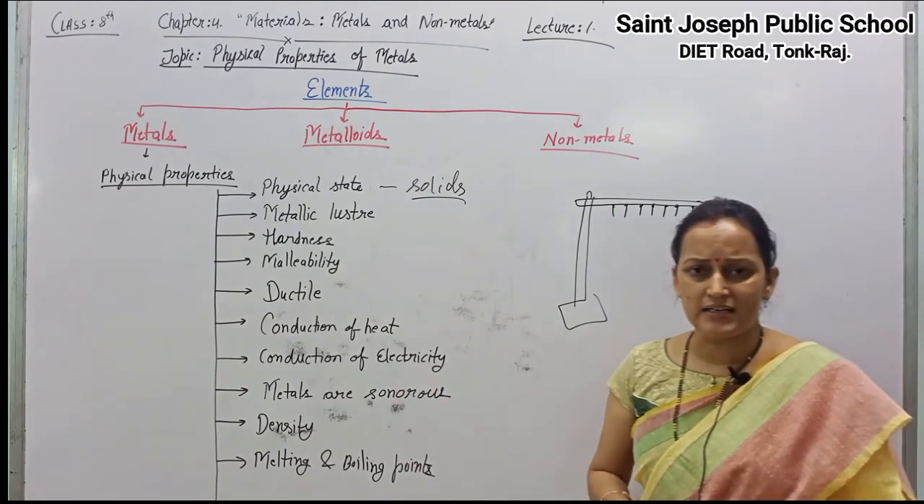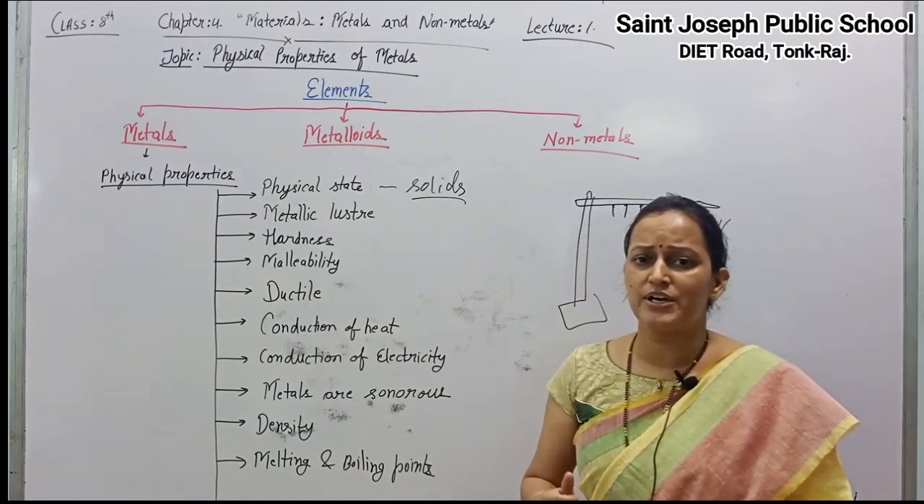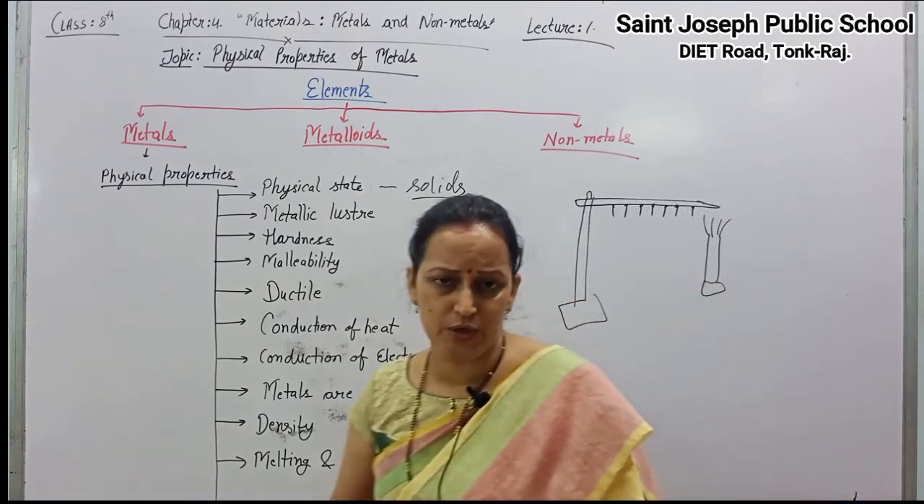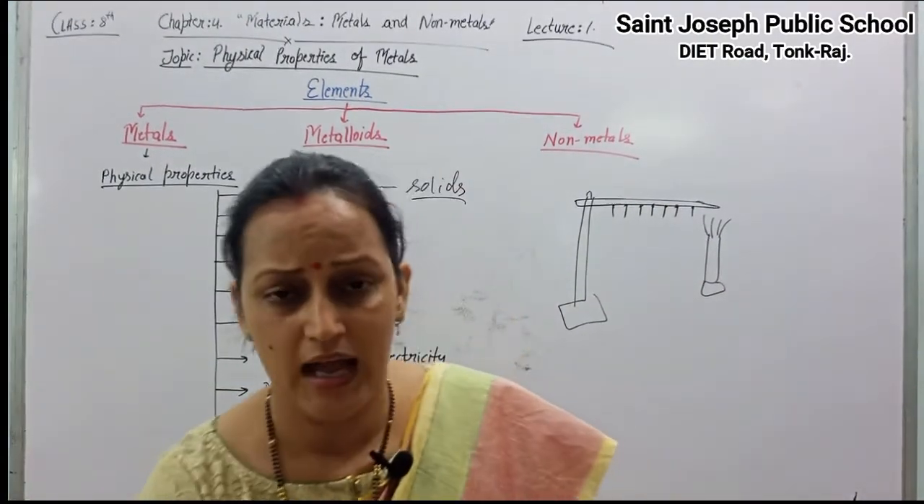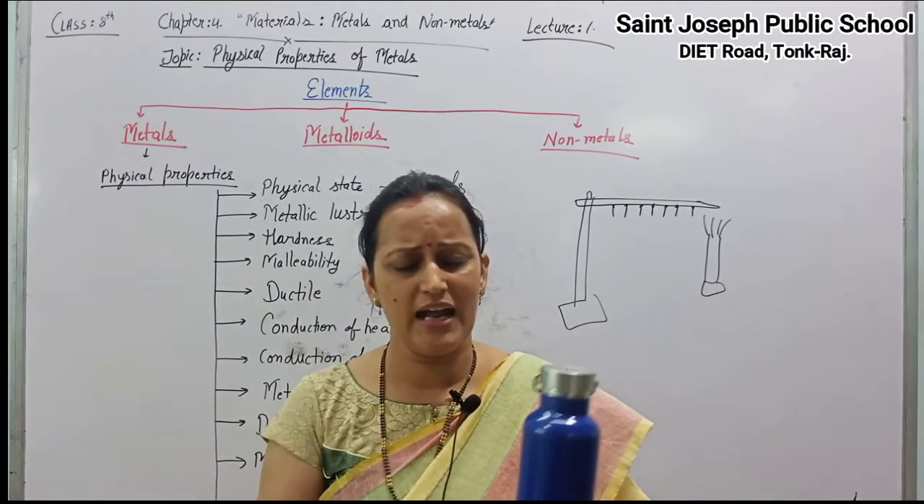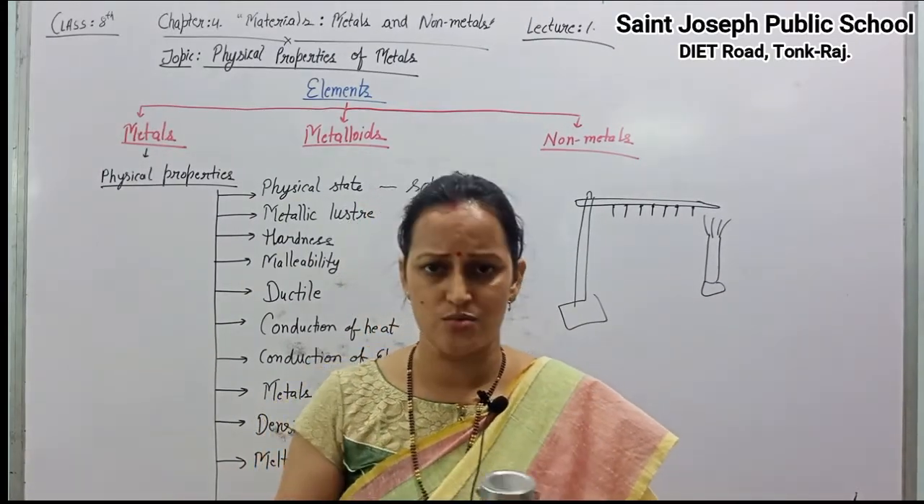Sonorous means metals, when they are struck with some surface, with a hard surface, they produce a ringing sound. उनसे ringing sound produce होती है. Can you hear the sound of this bottle? I am having a bottle in my hand and I am striking it with this marker. So it produces a ringing sound.